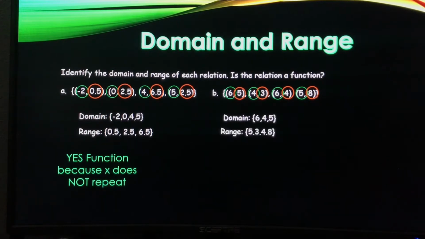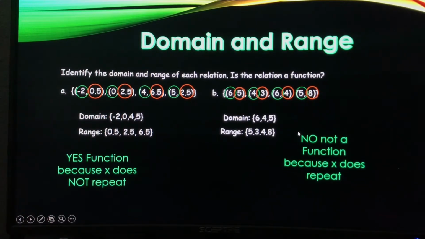When I write those, that's my range. So my other question was, is it in fact a function? Well, if I go back and look at my domain, and I look at my x's that I circled, there's 2 6s there. Therefore, no, it is not a function.